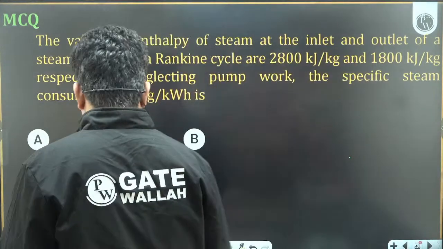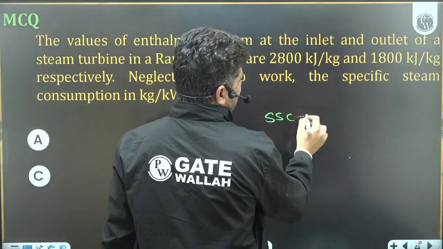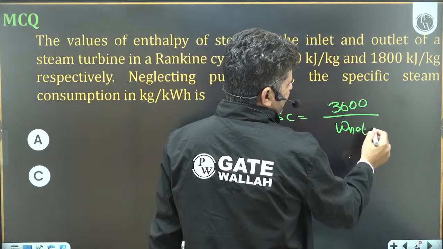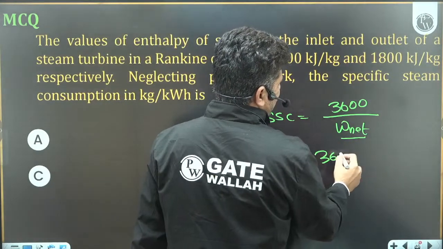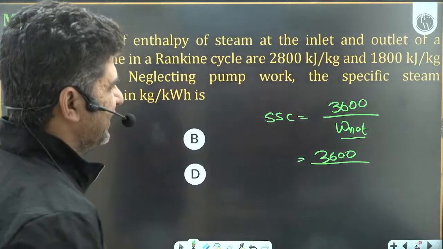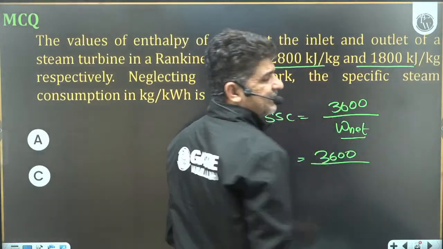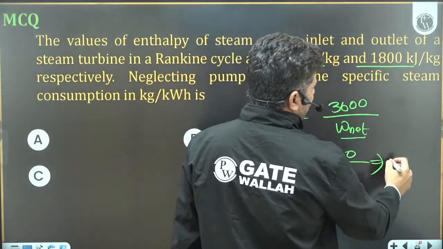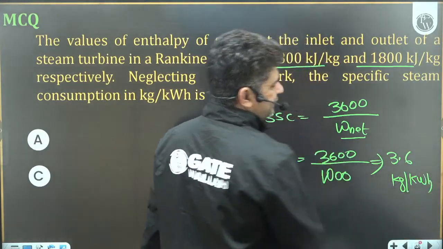So what is specific steam consumption? Specific steam consumption is 3600 divided by W net, and this will be in kilowatt. Okay, so 3600 divided by W net, where W net is work of turbine minus work of pump. So work of pump is neglected. So work of turbine: turbine inlet enthalpy is 2800 and exit is 1800. So work is 1000. Okay, so 3.6 kg per kilowatt hour.